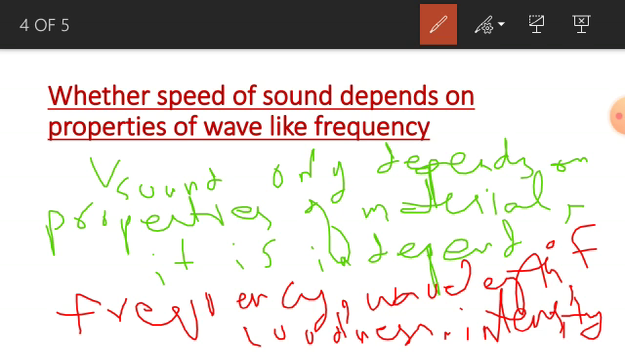So if we have two sounds of different frequencies, of different intensities, of different loudness, of different pitch, then both are traveling in the same medium at the same conditions of the medium, at same temperature, etc., at the same density, having same density of the material and elasticity of material, then speed of sound for both the waves will be same. So speed of sound doesn't depend upon the properties of the waves.